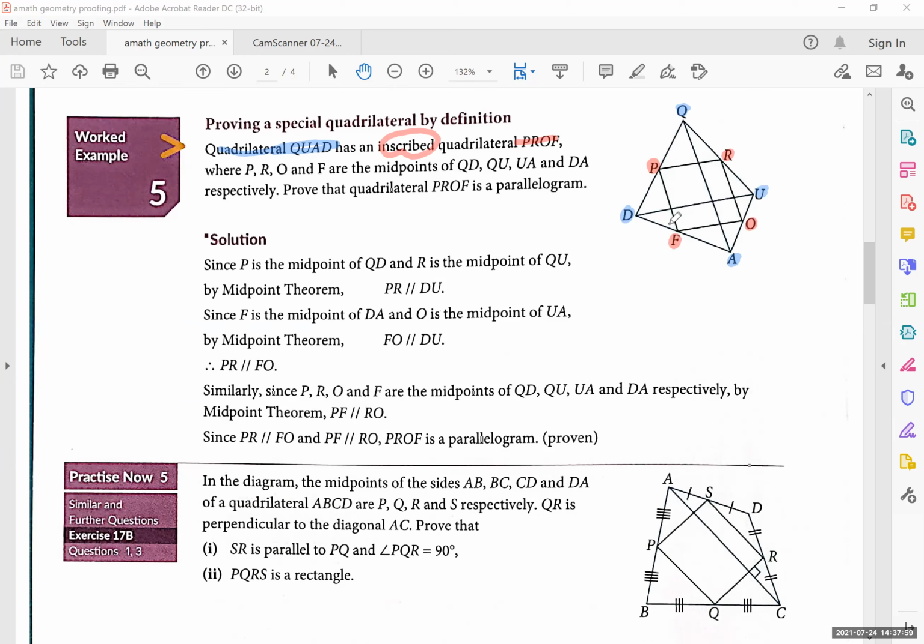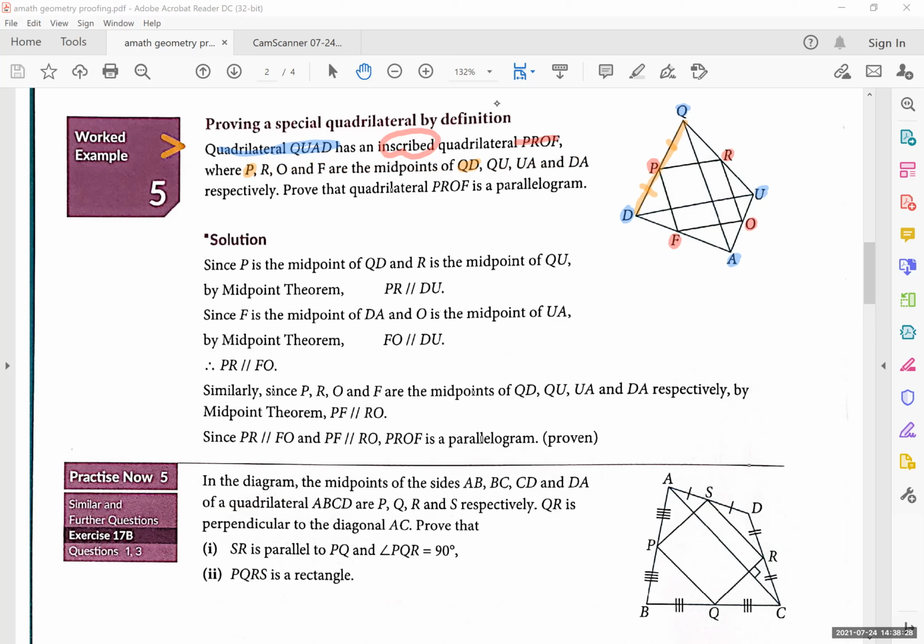So over here, we have midpoint. When I see midpoint, in my head I'm thinking, is there a possibility that there can be a midpoint theorem? So I will continue. They say that P is a midpoint of QD. P is a midpoint of QD. So I know that this and this are equal. So I'll highlight it. This and this are equal.